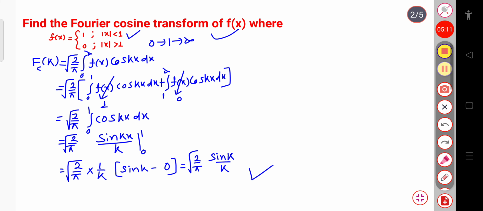Here you can see that we have calculated the Fourier cosine transform as root over 2 by pi sin k by k. Now I have to consider this function and then calculate the inverse cosine transform. So let me take this function Fc of k equal to root over 2 by pi sin k by k here.